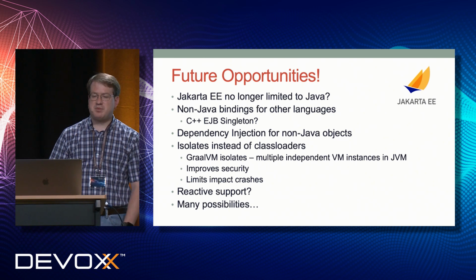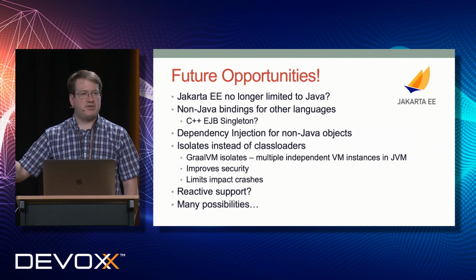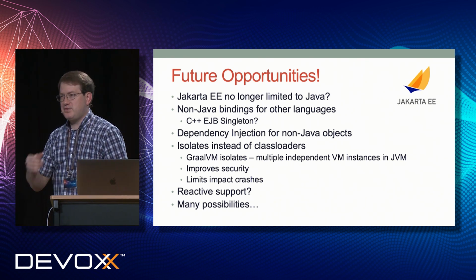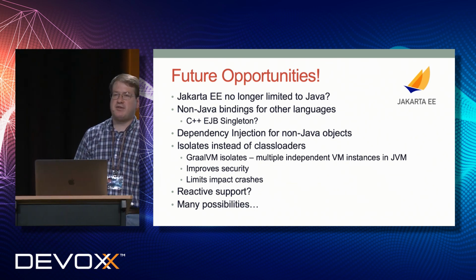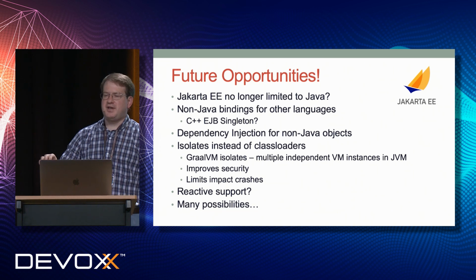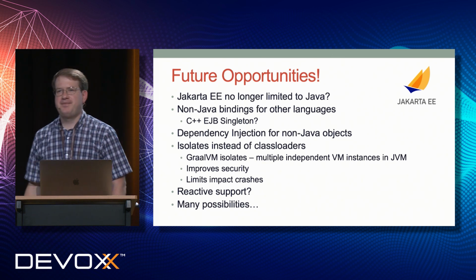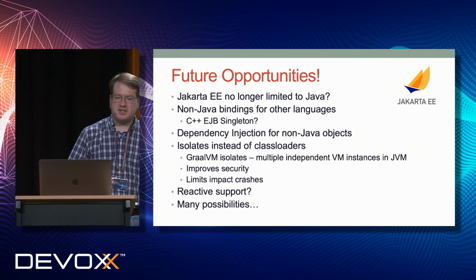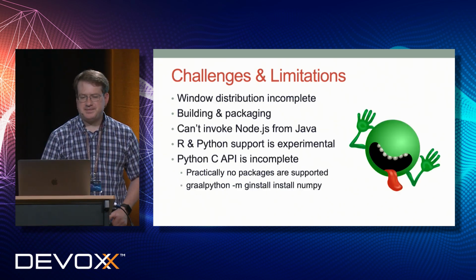Also reactive support. JavaScript has really good support for reactive APIs. You've got the Mongo database driver, which is reactive and available to JavaScript. It isn't quite there yet on the Java side. So if you want a reactive driver for MongoDB, you can now use that from Java. You don't have to wait for it to be ported to Java. You can use it today, right? So it gives you APIs and libraries that you didn't have access to before. There are many possibilities going forward in terms of how the technologies can be used.